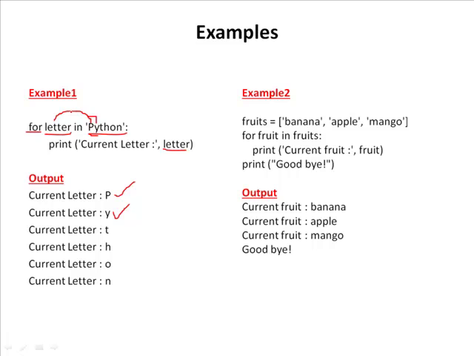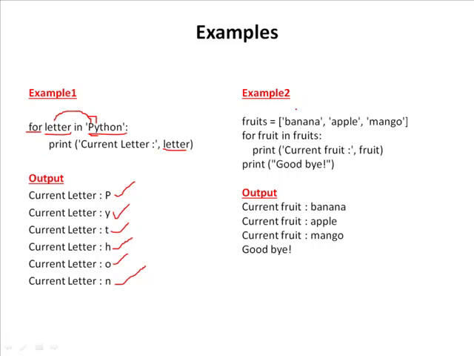Then again it fetches the third character from this string sequence. So now the third character is t. That means the letter variable value is t. In the third iteration it will display that t, after that h, after that o, and finally this n is the value of this variable letter. Now it will display the letter variable value as n, and then there are no more characters to fetch from the sequence. So the control will jump from this for loop to the next statement just below the for loop.